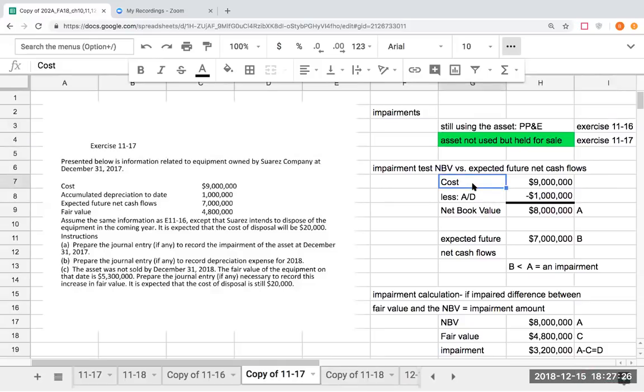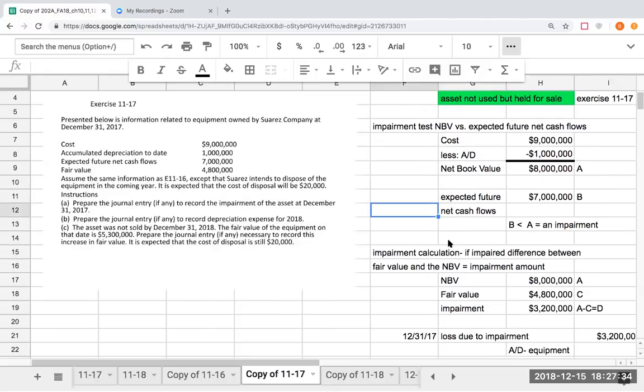So our impairment test is not really going to change. We're still going to have the costs. We're comparing that net book value to the expected future cash flows, and we have an impairment. However, the impairment calculation is going to be slightly different. So over here, we have a net book value of 8 million. We have a fair value of 4.8 million.